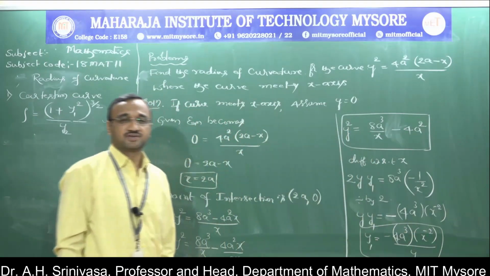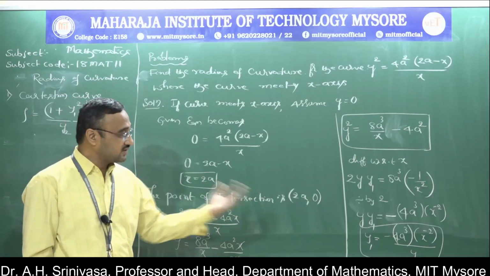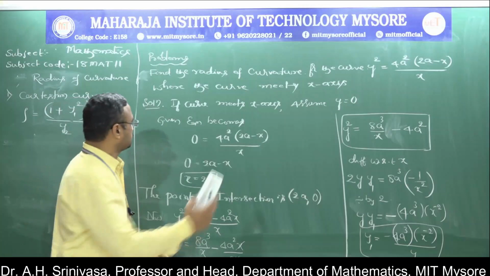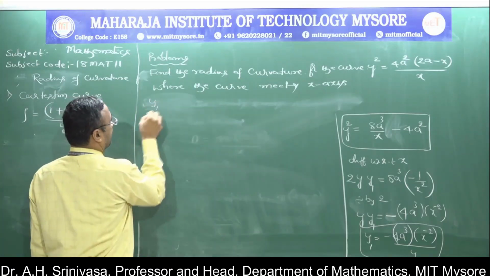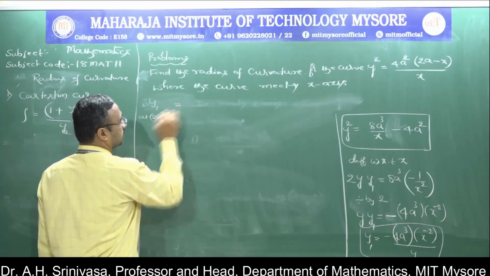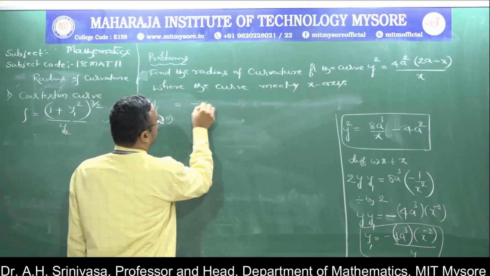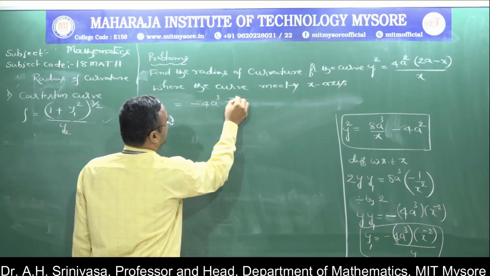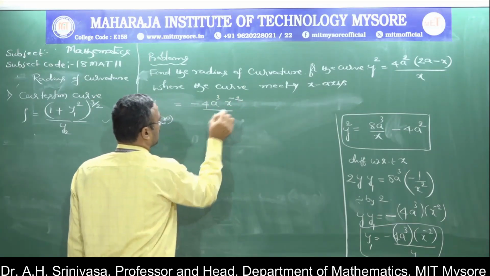Now I am going to the point of intersection. At the point of intersection, what is the value they gave? So now we are going to find that out. At (2a, 0), what do we get now? We get -4a^3 x^(-2) divided by y.